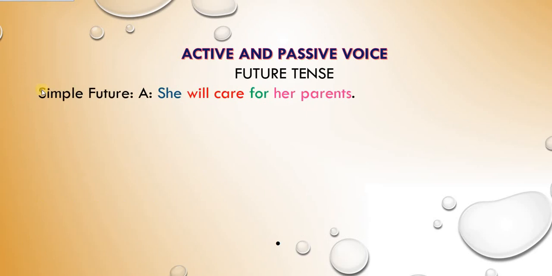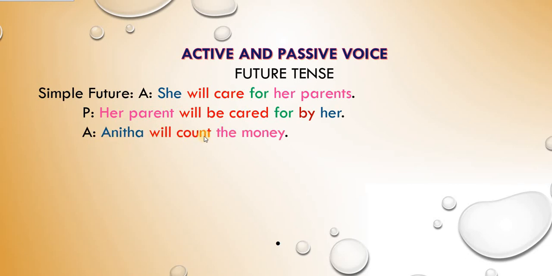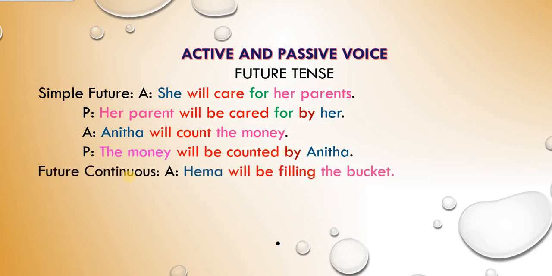Future tense. Simple future. She will care for her parents. Passive: Her parents will be cared for by her. Active: Anita will count the money. Passive: The money will be counted by Anita. And future continuous. Hema will be filling the bucket. Passive form: The bucket will be being filled by Hema.